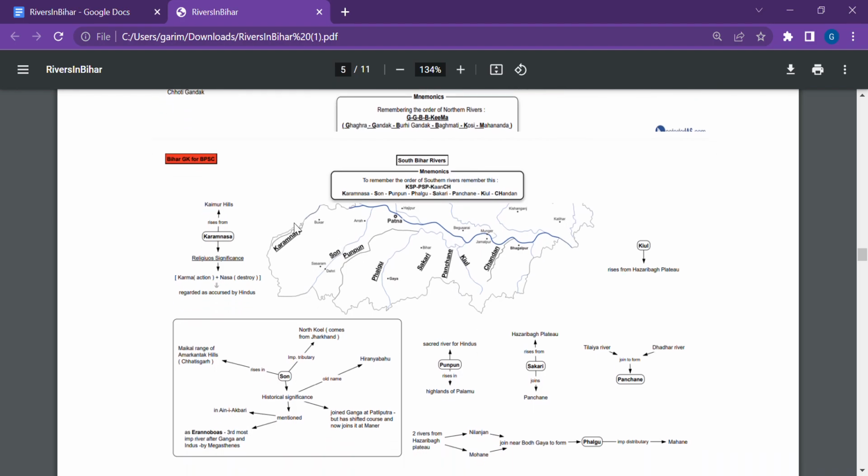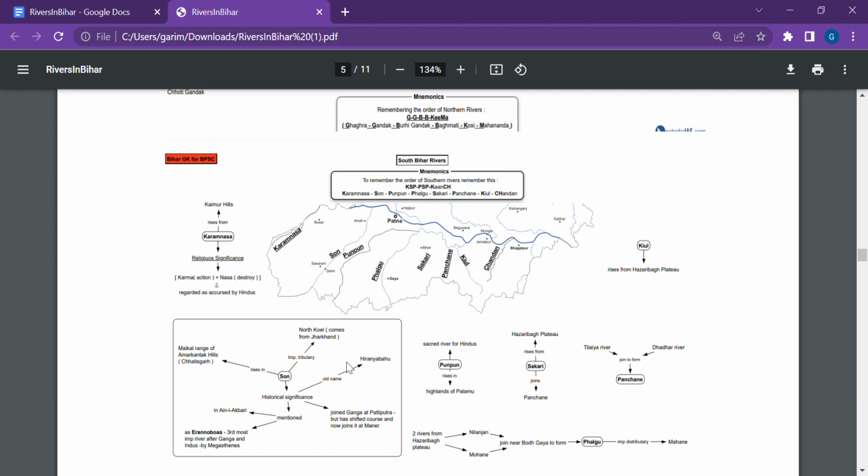We'll start off with Karmnasa. Karmnasa arises from the Kaimur Hills, which is an extension of the Vindhya range. It has some religious significance. It is considered accursed by Hindus. The literal meaning of Karmnasa is action destroy. It is believed that if you take a dip in this river, then all the good things you have done in your entire life will be washed off.